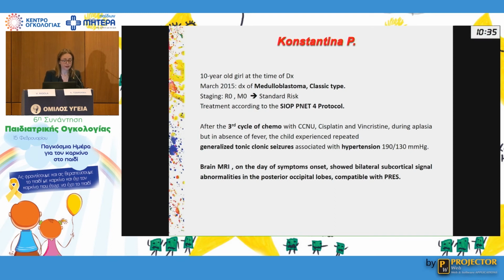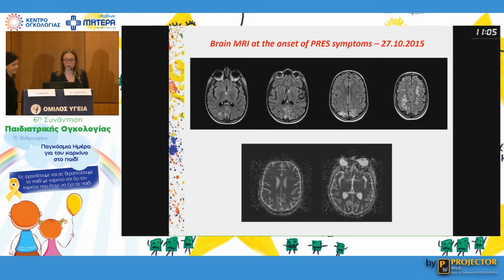chemotherapy. During the third cycle of chemo with cisplatin and vincristine, during the aplasia phase but in the absence of fever, the child presented with repeated generalized tonic-clonic seizures associated with hypertension, 190 over 130. We performed a brain MRI on the very same day, and the MRI showed bilateral subcortical signal abnormalities in the posterior occipital lobes, which were compatible with PRES.